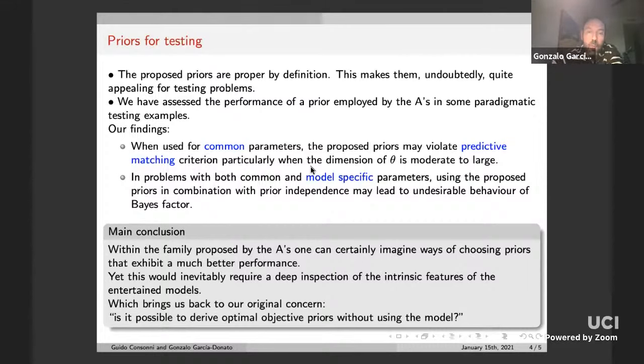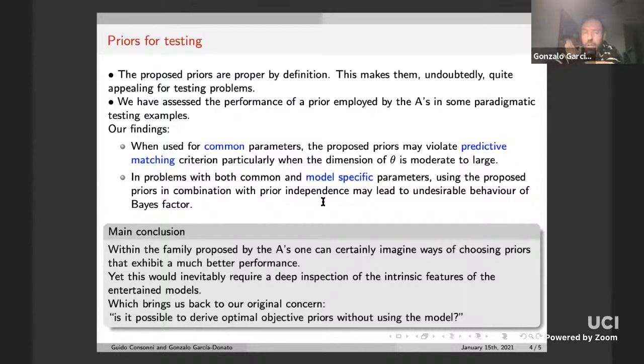And also, if we tried to use their proposal when we have several parameters, and then we use independence within the parameters, something that they justified could be done, then we obtained quite undesirable behavior of the Bayes factors, something that was not completely monotonic.